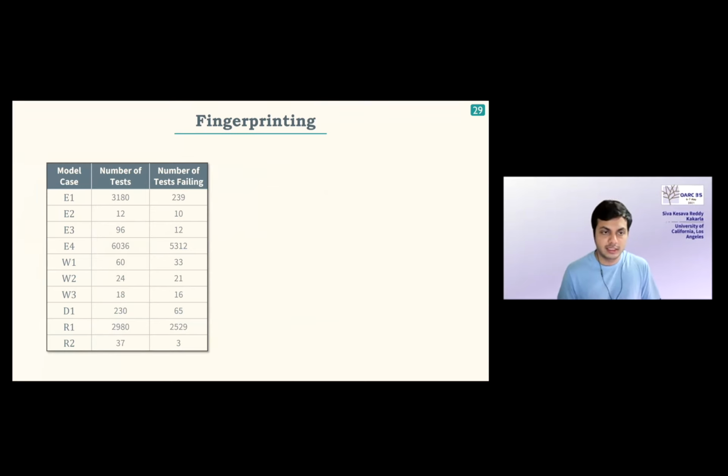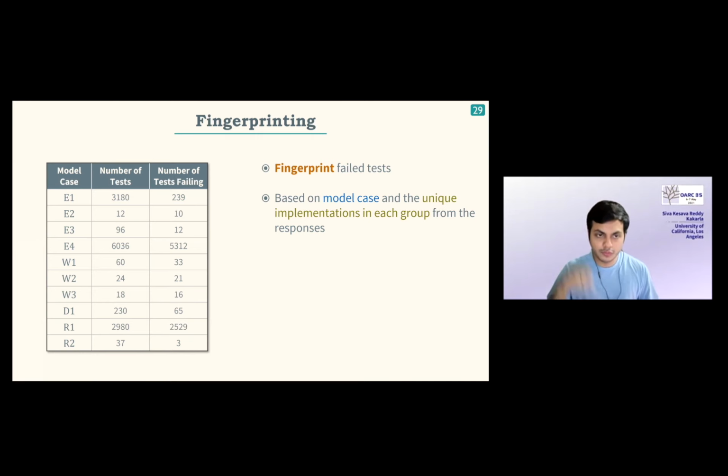These are the statistics of the number of tests for each model case and the number of tests failing for that model case. A model case is basically the branch in the formal model, and this one is basically an exact match when there is an exact type also. We fingerprint the failed test, and the fingerprint for each test leverages both the specification-based and the differential testing, and then groups tests by fingerprint. So for each failed test, we use the model case due to which it was generated and the unique implementations in each group from the responses.